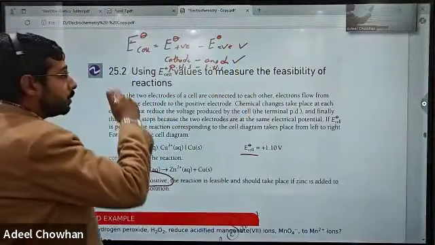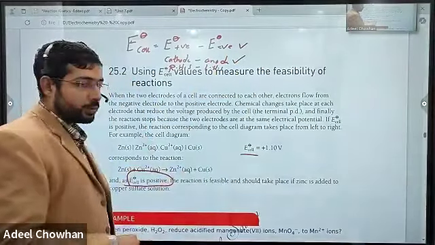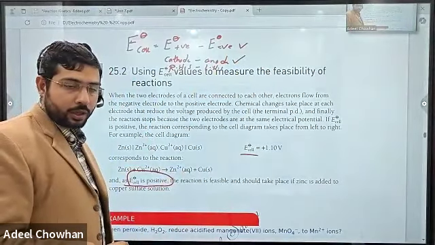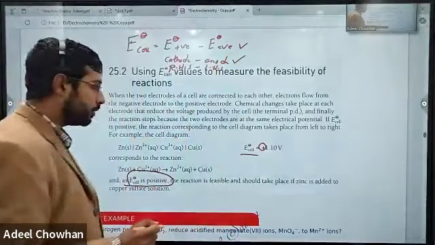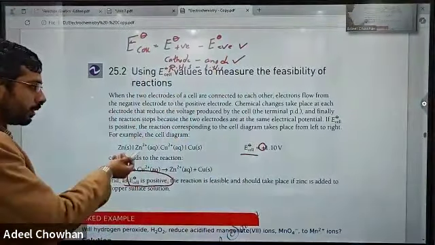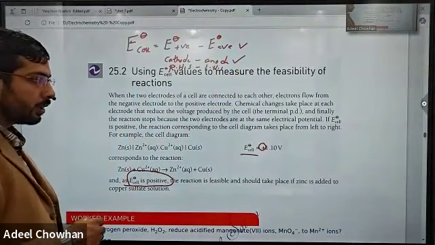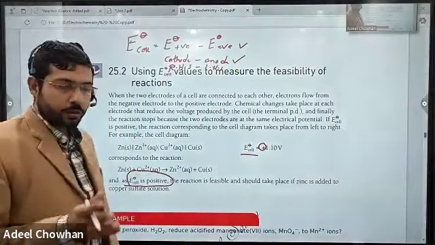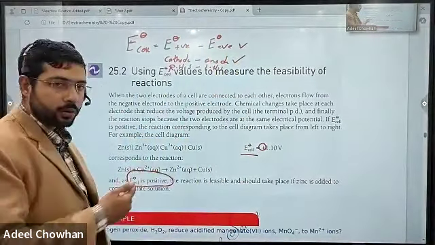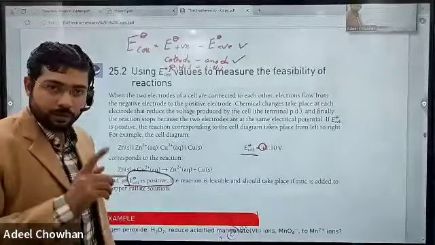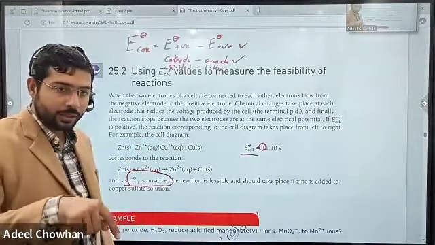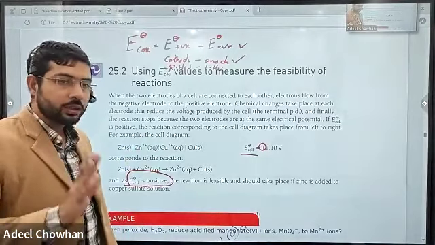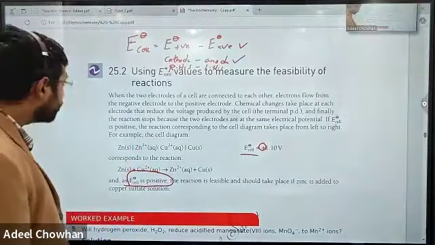So when you calculate E naught cell, you get a value as well as the sign of the answer. That sign will help you determine whether the reaction is feasible or not. We did calculate the value for the electrochemical cell formed by zinc and copper. We got the value of plus 1.1 volt. This plus sign indicates that this reaction is feasible. Is it clear?